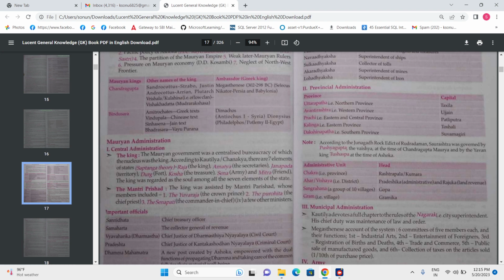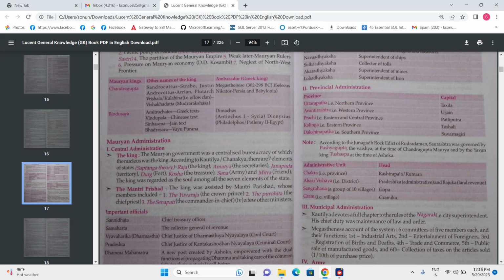Avanti Rashtra, western province, capital Ujjain. Prachi, eastern and central province, capital Patliputra. And Kalinga, eastern province, capital Tosali. And Dakshin Path, capital Suvarnagiri, which is in Mysore.